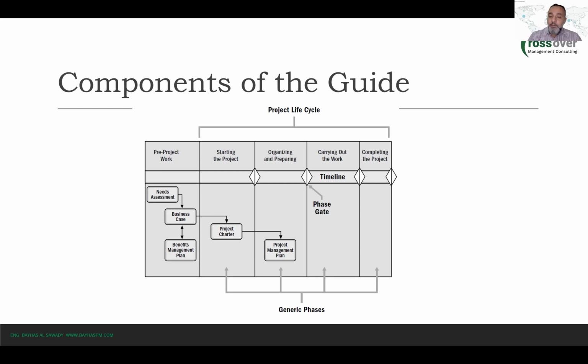The second generic phase is the phase of organizing and preparing. Now, this is the phase where the project manager and the team work together in order to create a project management plan, right? Now, what is or how would a project management plan look like? Is it a schedule? Is it a cost? What do you think? How do you imagine a project management plan to be?